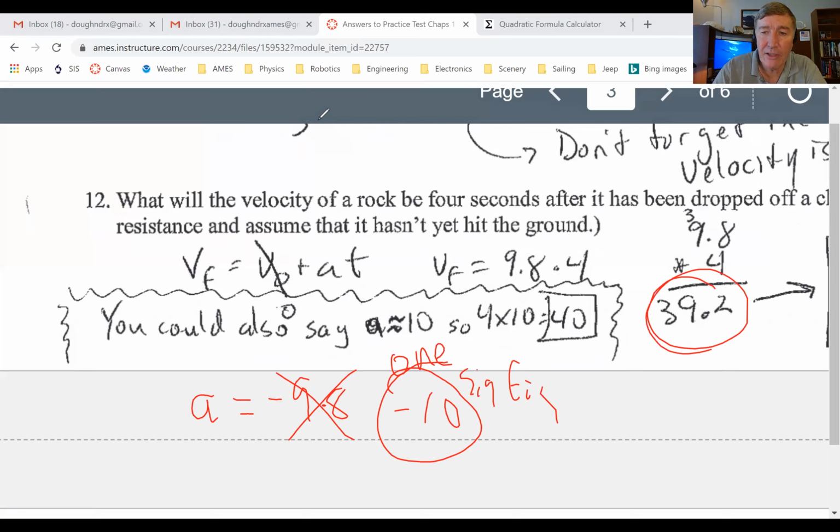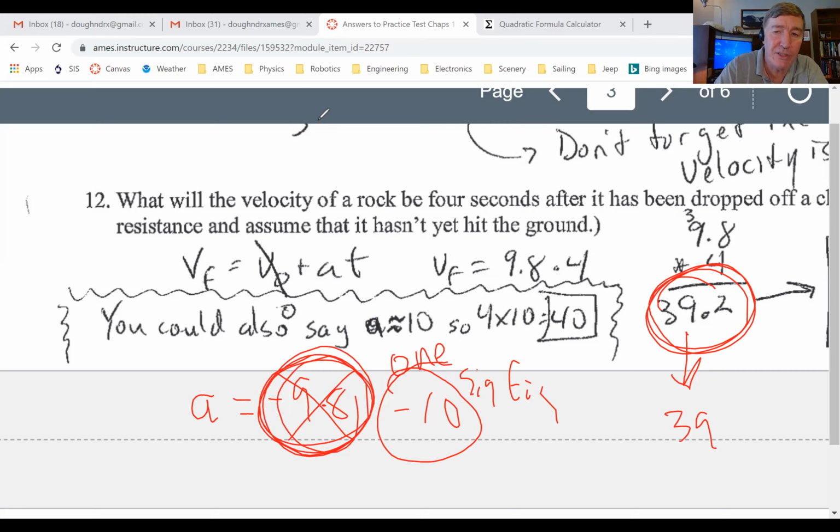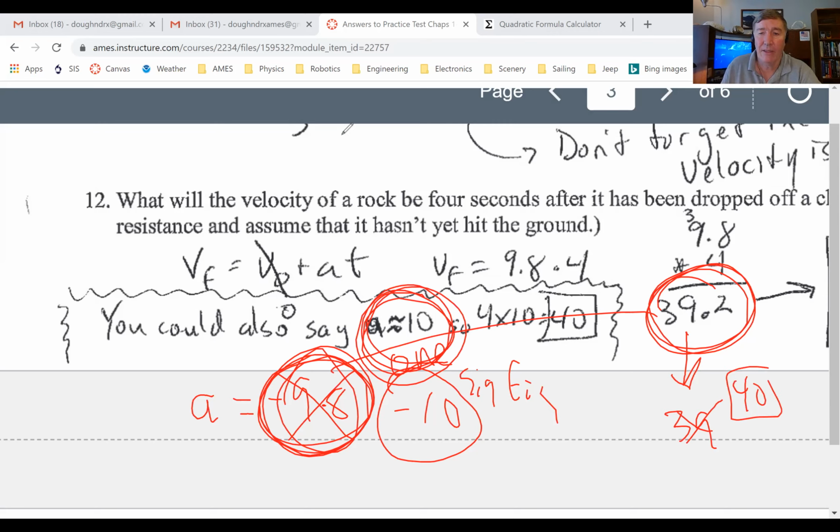Your calculator tells you that it's 39.2. You are tempted to round it off to 39, which would be the right thing to do if you were using 9.8 as your acceleration. But because I told the students that they could just call it 10, that means they're only allowed 1 sig fig. So that means they have to write it as 40, not as 39. Okay, so hopefully that answers your question there. Okay, good. I see that it does.